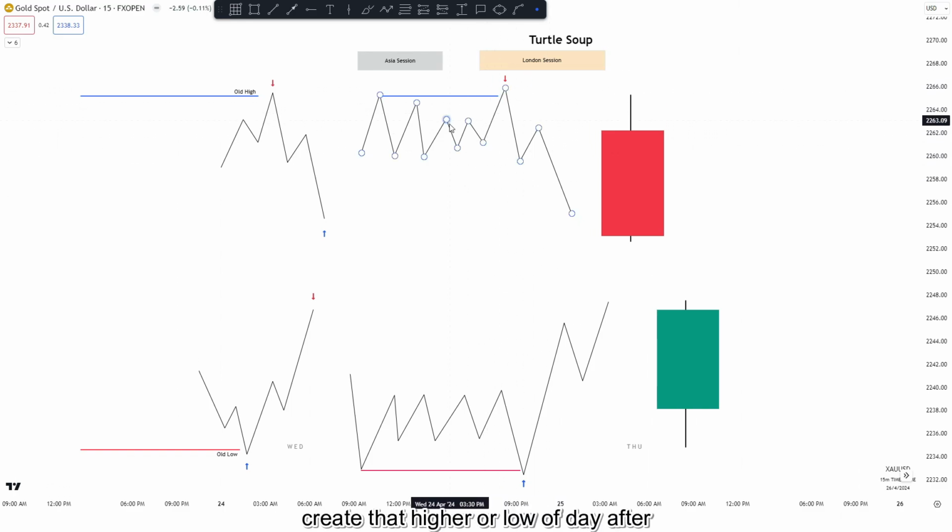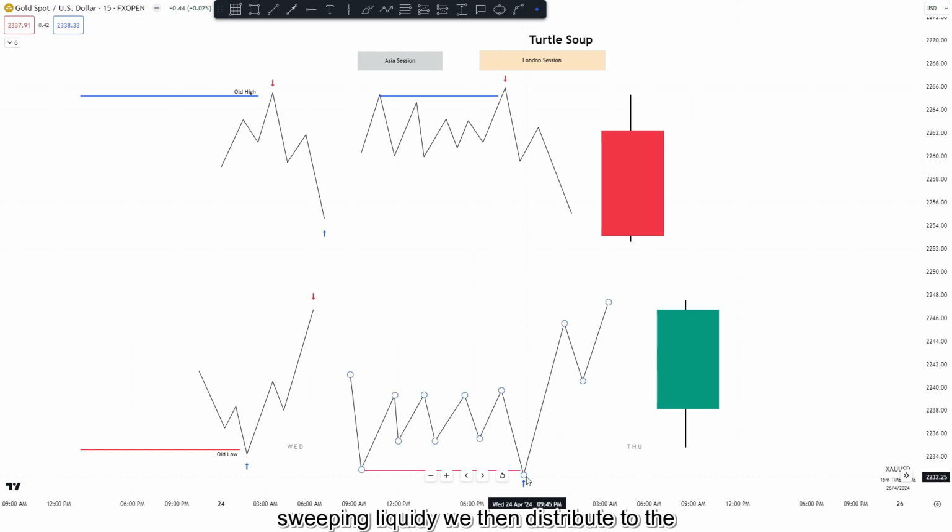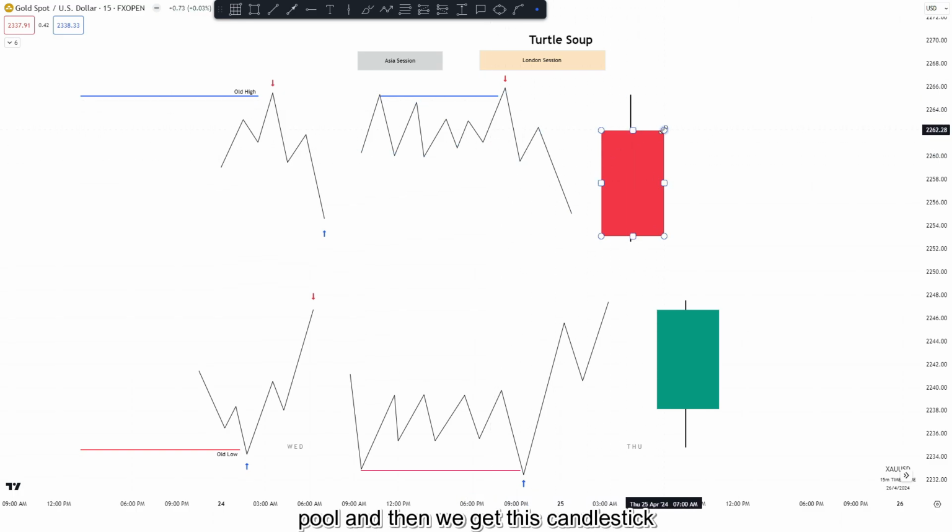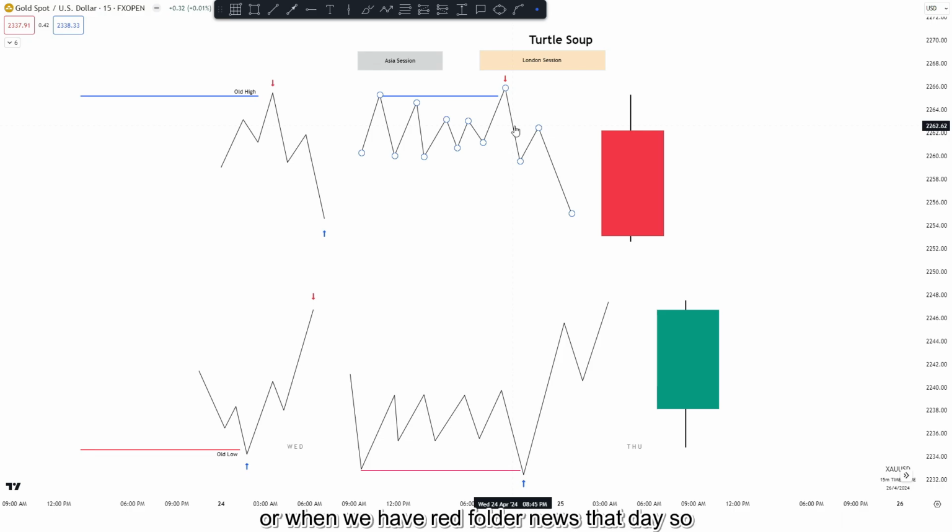And then after we create that high or low of day after sweeping liquidity, we then distribute to the opposing liquidity pool. So as soon as we reach up into this level, we want to look for our entry confirmations to then take a trade reversal into the opposing liquidity pool. And then we get this candlestick formation where we have the opening during the Asia session. We create that high up here during that London session, and then we see that massive drop to the downside. This is the power of 3. As well, it's important to not trade London on Monday or when we have red folder news that day.